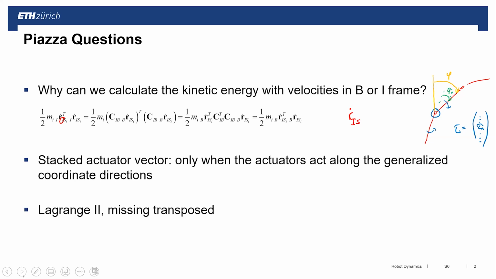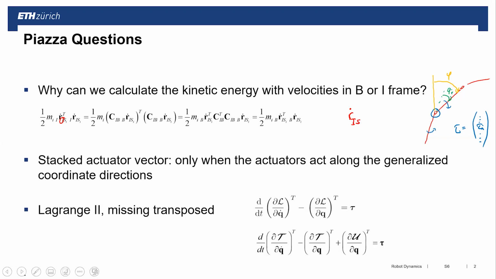The third question was actually a typo that we have in the slides. Whenever I was talking about the Lagrangian, what I missed was the transpose up here. As long as you have 0 on the right-hand side of the equation, it doesn't matter because it's still 0, whether you have a row or a column vector. But in the case where we have the tau vector on the right-hand side, which is an n by 1 vector, we have to have it transposed here. So I corrected this in the slides and uploaded them again.